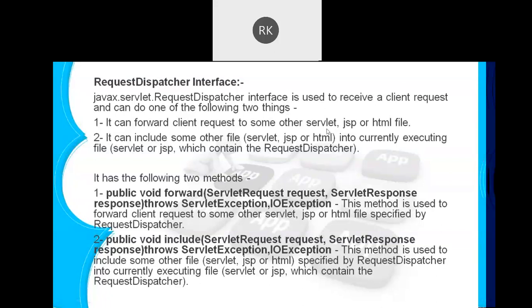We have something called the request dispatcher interface that provides us two methods, forward and include. The request dispatcher interface is available in the javax servlet package, and it is used to receive a client request and do one of two things. Either it can forward the client request to some other servlet. After servlet we'll be learning JSP, Java Server Pages, the next technology that can be used to create web pages, which internally makes use of the servlet. Or it can be an HTML file, or it can include some other file into the currently executing file.